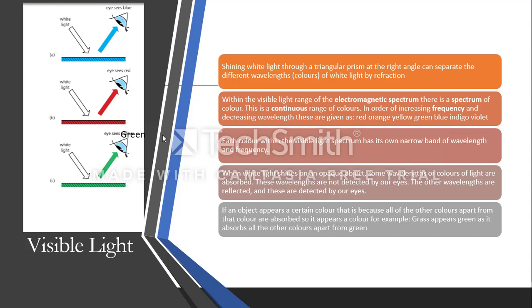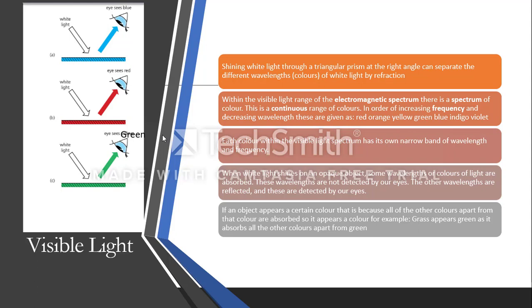Finally, we'll be looking at visible light. So shining white light through a triangular prism at a right angle can separate the different wavelengths, so that's how we see a rainbow. That's one way of seeing a rainbow. Within the visible light range of the EM spectrum, there's a spectrum of color. So the spectrum of color ranges from about 400 nanometers to about 7 times 10 to the minus 9. So that's 400 nanometers to 70 nanometers.